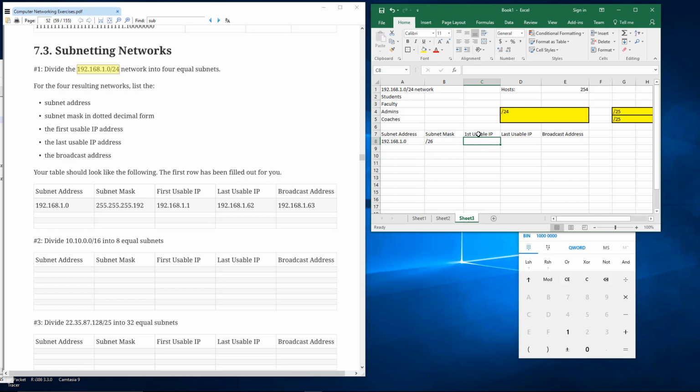The first usable IP address is easy to calculate. We take our subnet address and add 1. So we add 1 to the end here, and we just get 192.168.1.1.